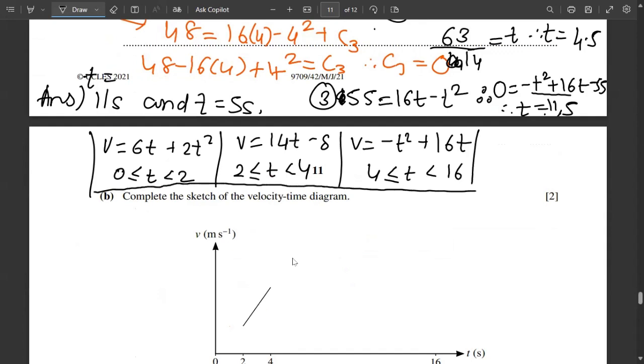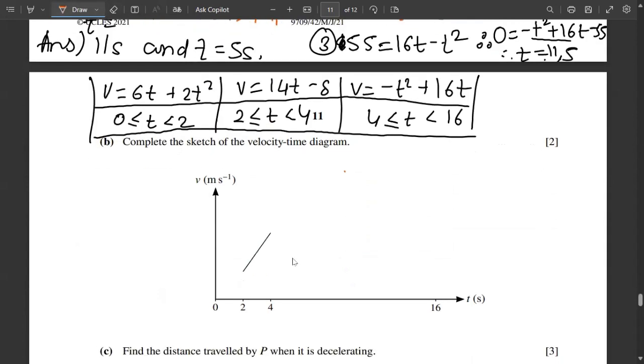Now let's buckle up and get back to work. Complete the sketch. So now you may have already realized 2 to 4 is given. That means this straight line is given. Now we have to do for 60t plus 2t square and this. So at 0, what will be the time? Let's find out. v equals 6 into 0 plus 2 into 0. That means velocity will start from 0.